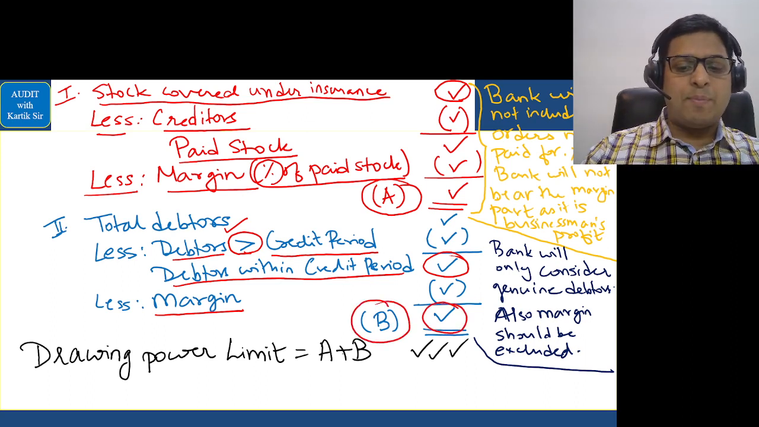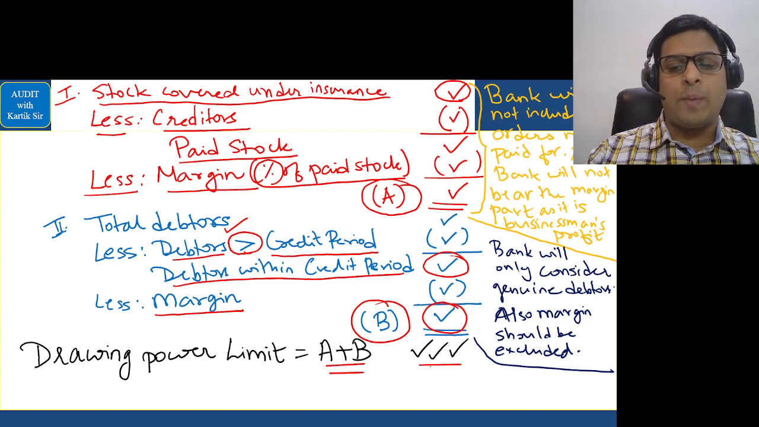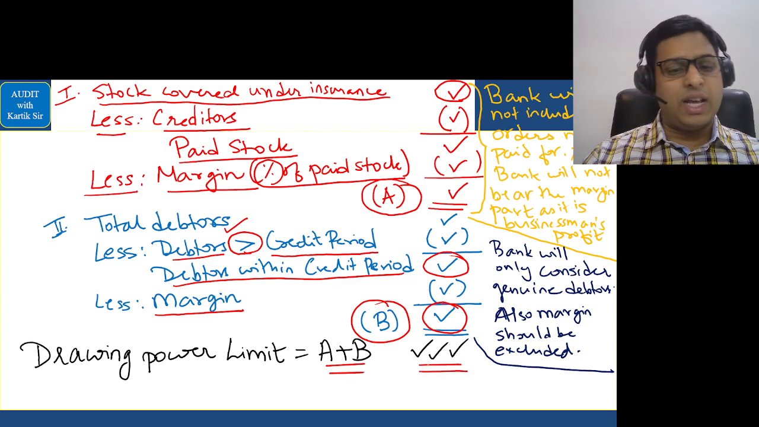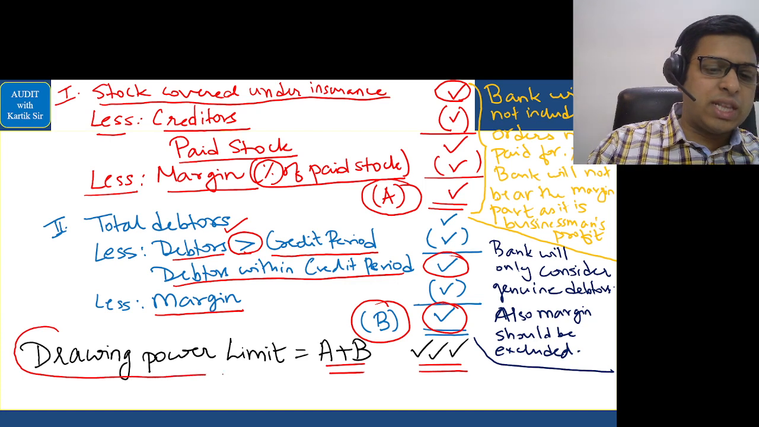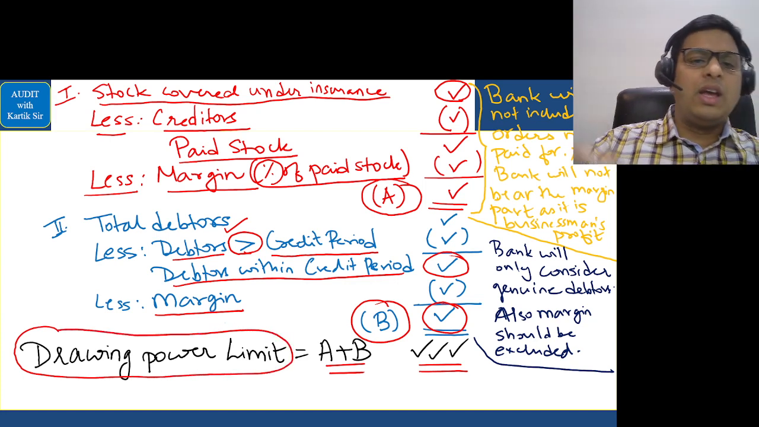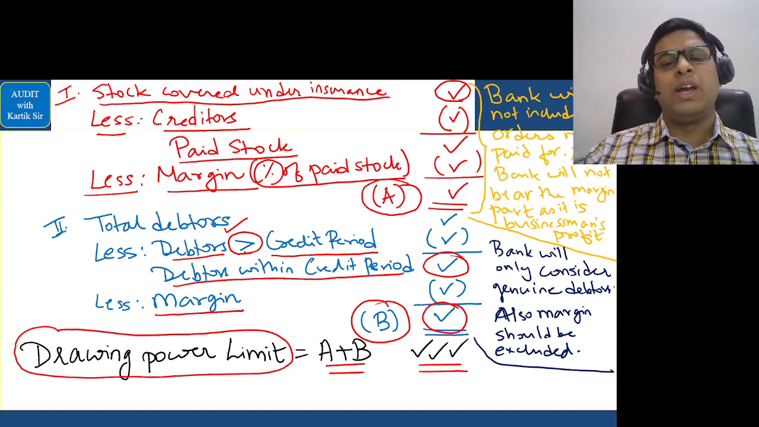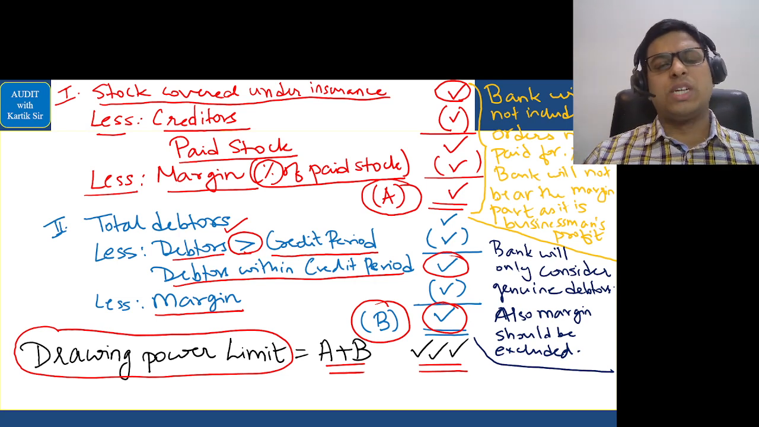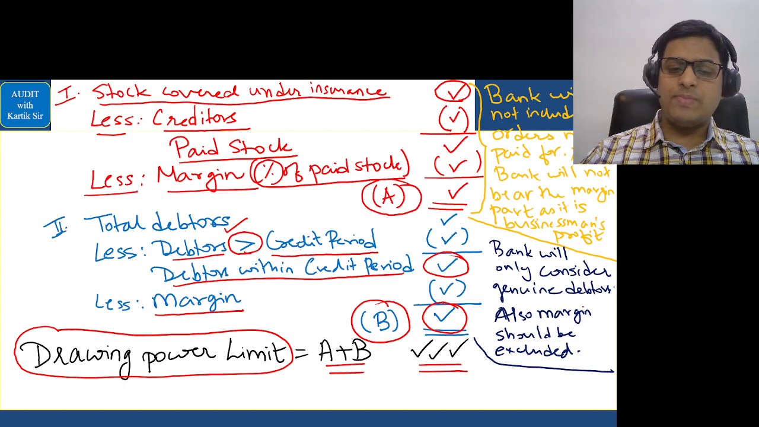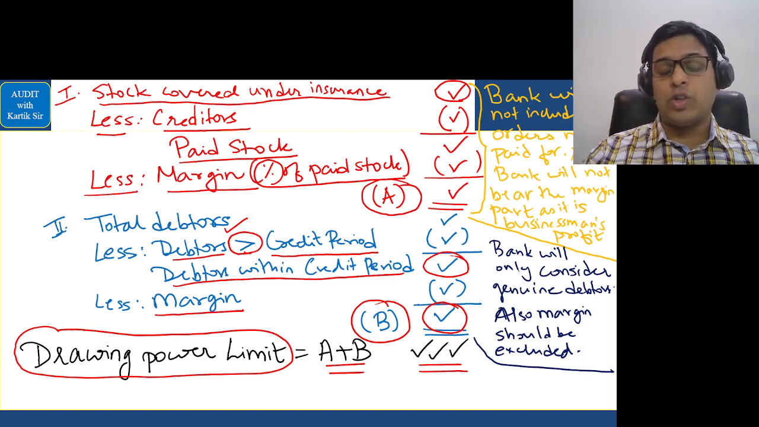So A plus B is the total drawing power limit that the bank will finalize. They can ask you this question in the examination. So this is the format you need to remember. It's a very simple and very logical one, so that you can easily implement it. That completes computation of drawing power.